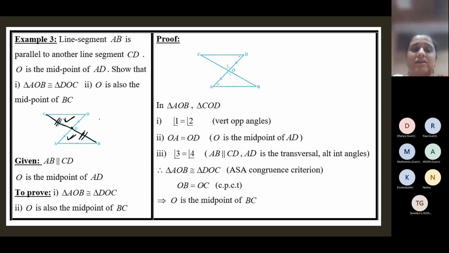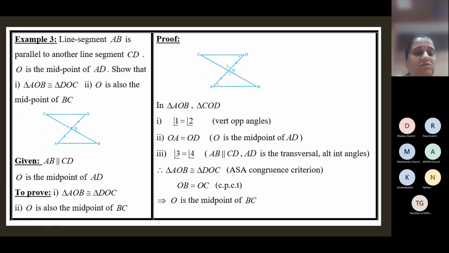What are the parts of a triangle? Sides and angles. So the corresponding sides of the congruent triangles will also be congruent, will also be equal. So once you show that this triangle is congruent to this triangle, this side is equal to this side will happen through CPCT. Corresponding parts of congruent triangles are equal. All right. So we have all the information to prove that these two triangles are congruent. Okay, so last class we discussed them.